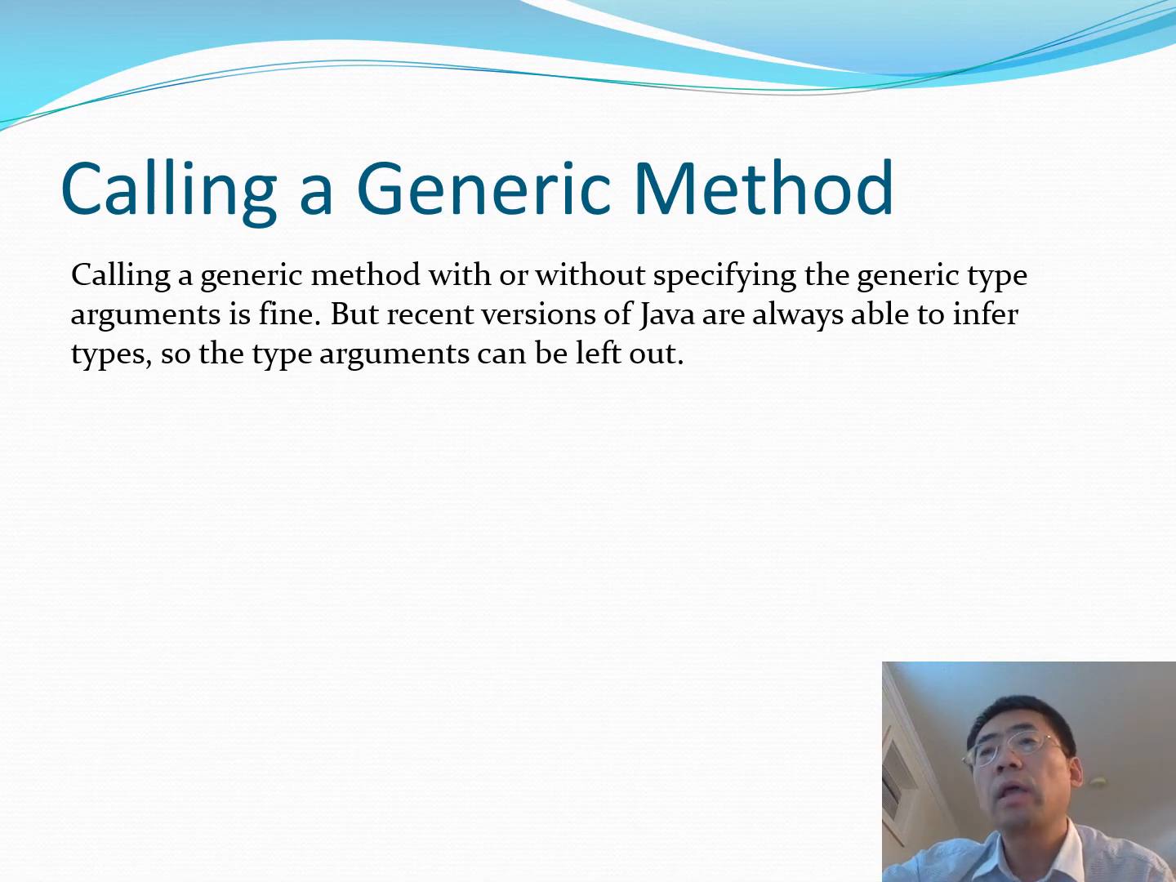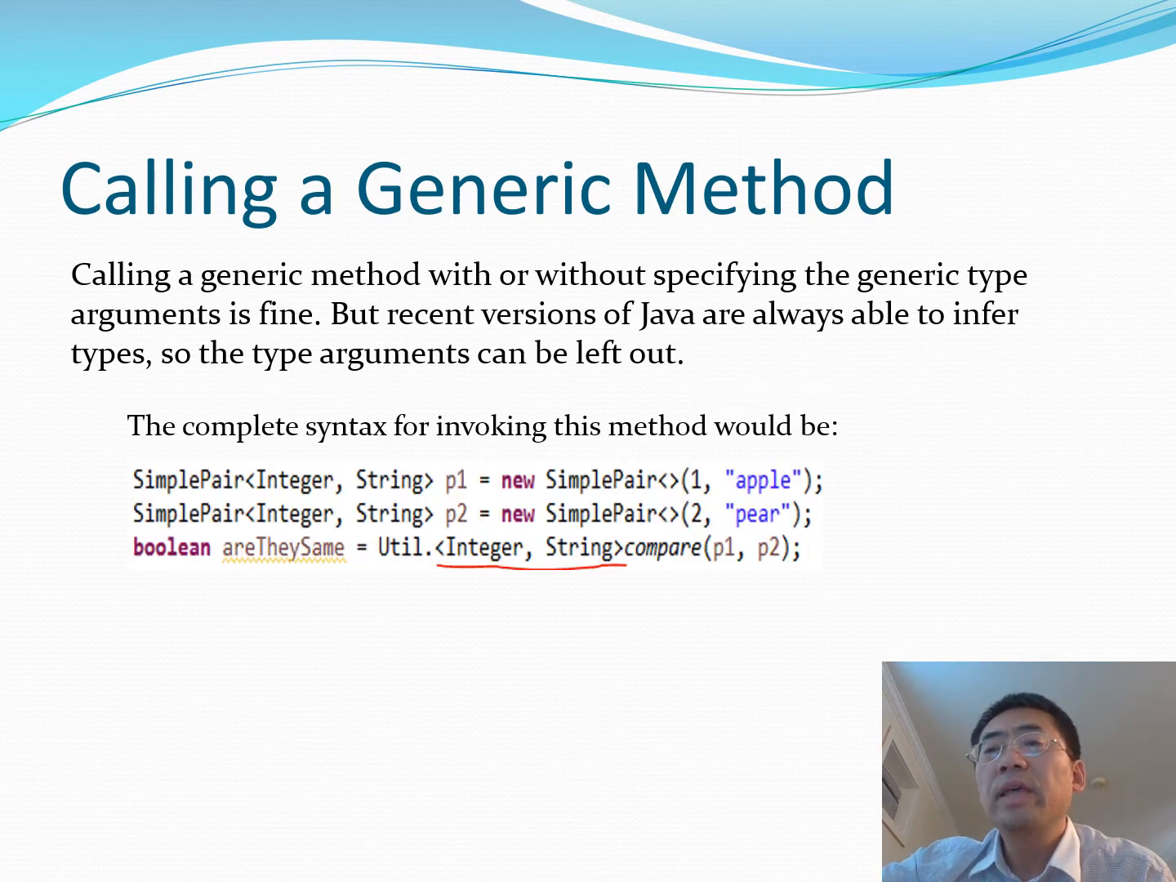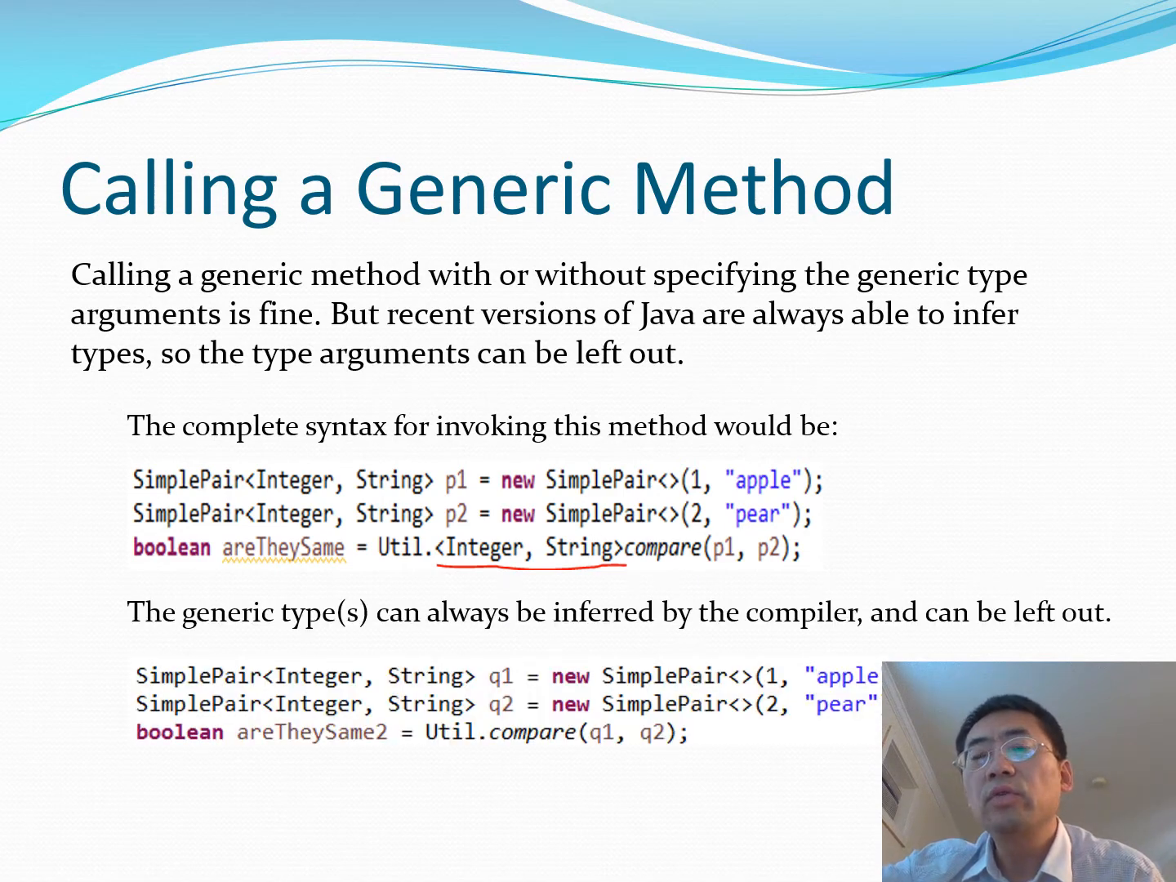Now the syntax for calling a generic method. The example we just had was a static method. So when you call a static method, you always start with the class name. In this case, it's Util dot, and then Integer, String. We are specifying two type variables here, and then we say compare(p1, p2). Or alternatively, we can omit the two type variables by simply saying Util.compare(q1, q2), because recent versions of Java can always infer type information, so there's no need to specify the type parameters before the method name.